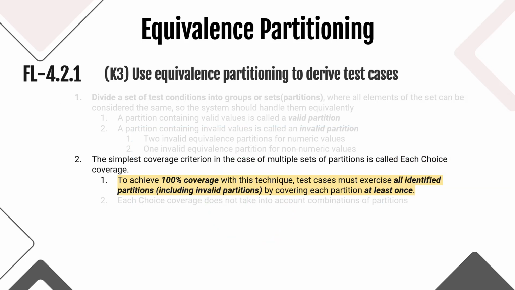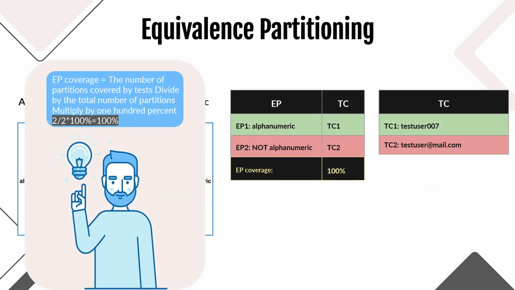To achieve 100% coverage with this technique, test cases must exercise all identified partitions, including invalid partitions, by covering each partition at least once. This means that we only need 2 tests to achieve 100% coverage of equivalence partitions. One is valid, for example, test use 007. The other is invalid. Invalid value can be any, only numbers, only letters, empty value, special character. Any of these values may be invalid. If we had a more detailed question, then more individual invalid partitions could be identified.